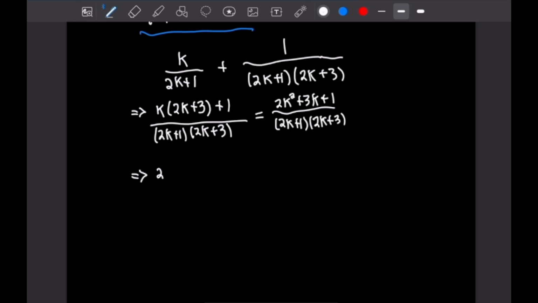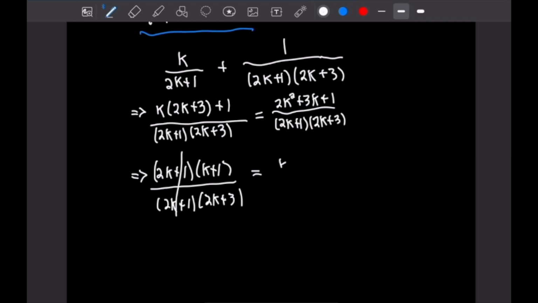We'll have 2k plus 1 times k plus 1, and that will be over 2k plus 1 times 2k plus 3. But it's easy to see that these 2k plus 1s will cancel out, which will leave us with k plus 1 over 2k plus 3, which is exactly what we wanted to prove. So that finishes the proof for our induction step, and that finishes this proof by induction.